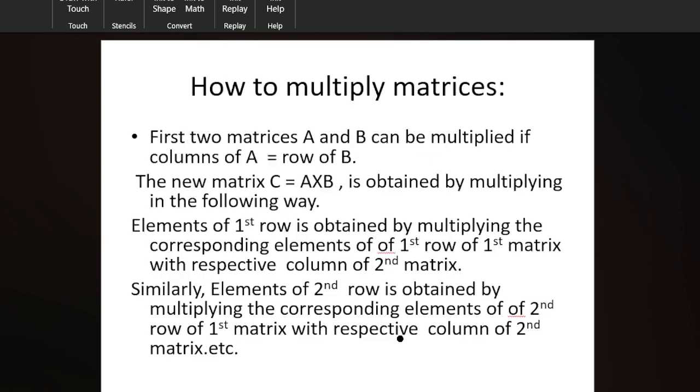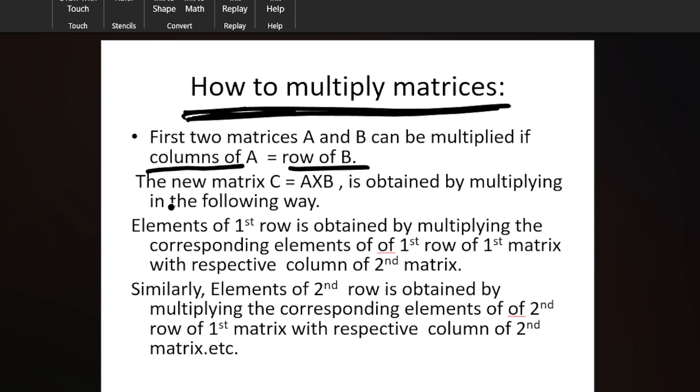So next is how to multiply. We should not forget how to multiply, because it is required everywhere in solving a pair of linear equations. Matrix multiplication is very, very important. Now here, let us take two matrices A and B. Suppose columns of A equal rows of B. Then we get a new matrix C, which is obtained by multiplying A and B.